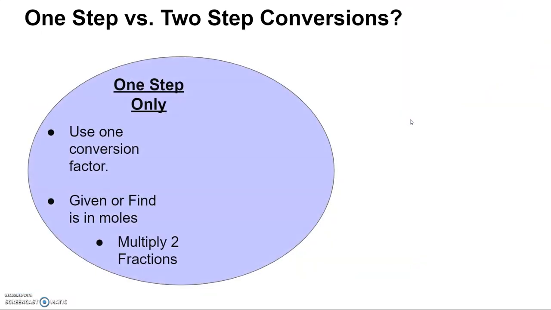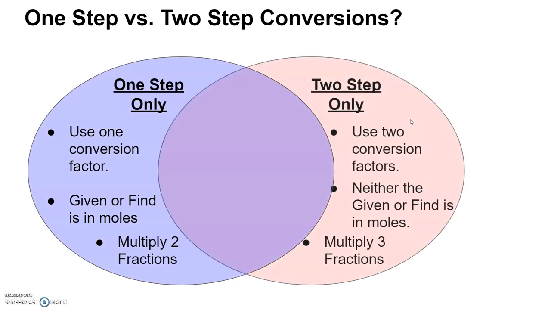Okay, so let's take a look at things that you only find. I'm going to use this Venn diagram to show things that you only see in a 1-step and only see in a 2-step. In 1-step conversion factors, you use only one conversion factor. But in 2 steps, you use 2 conversion factors. And that's where the name comes from, how many conversion factors you use.